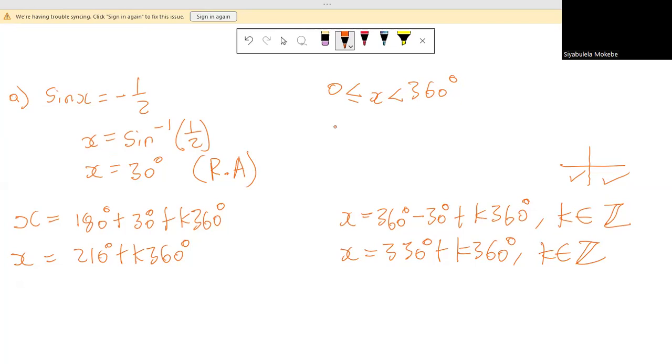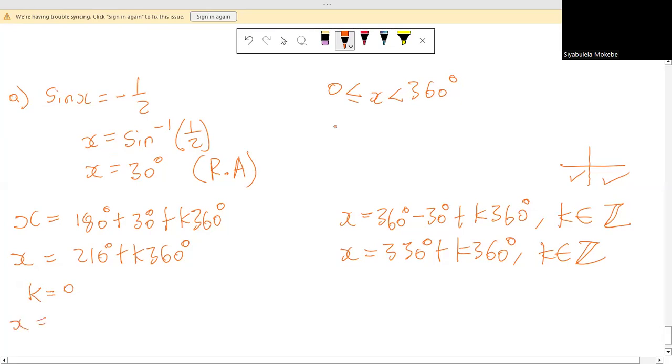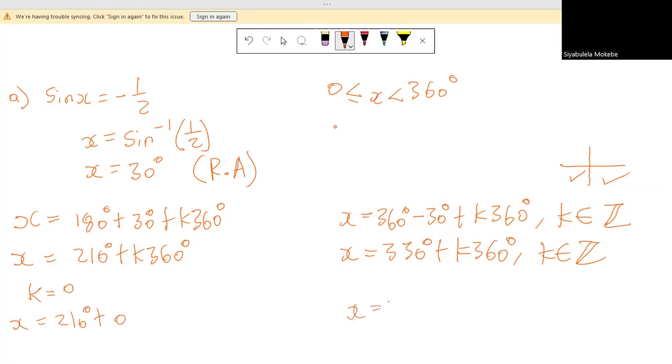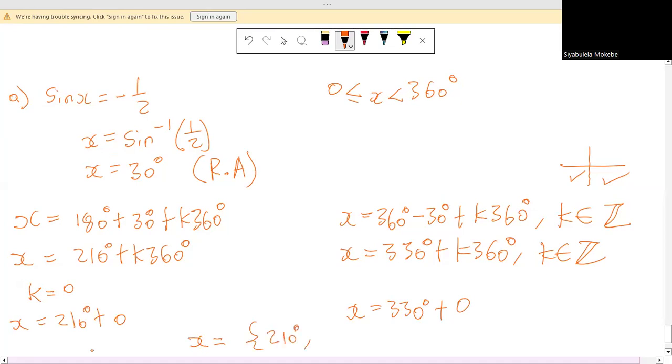I hope you can see that if I substitute a negative integer where there's k, so I'll get 210 minus 360, I'll get a negative value. Same applies here. So it wouldn't make sense to substitute k equals a negative integer. So I'll just try k equals 0. Then I'll have 210 plus 0, and this side I'll have 330 plus 0, because I'll have 0 times 360. So you can see that my solution is actually those two angles. It's 210 and 330 degrees. So those are my two angles, right?